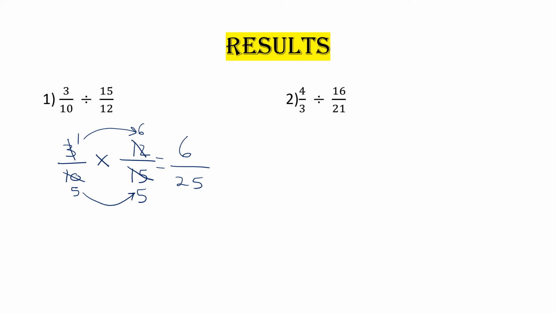So our answer here is supposed to be 6/25, or 6 over 25. Good. Moving on, next one. Again, keep the fraction as it is. So the first one stays as it is.